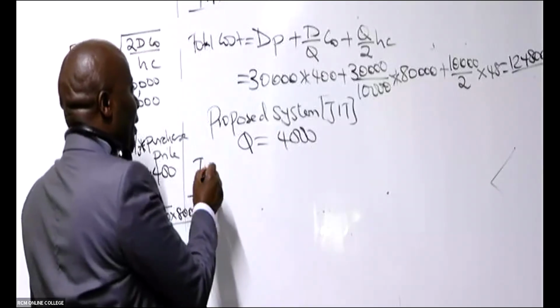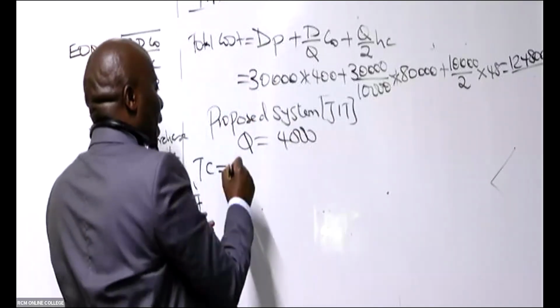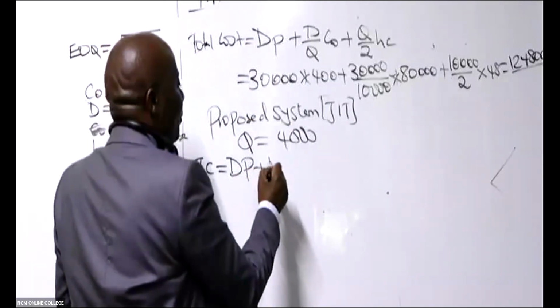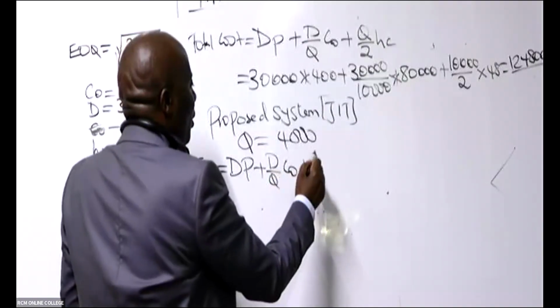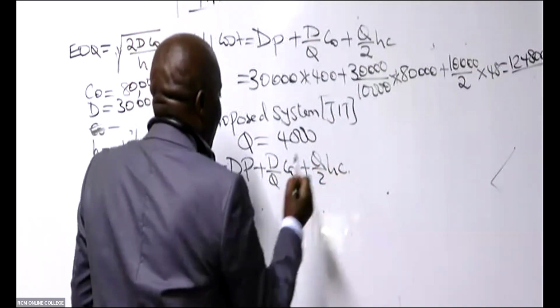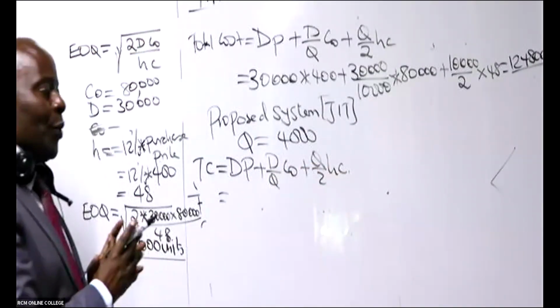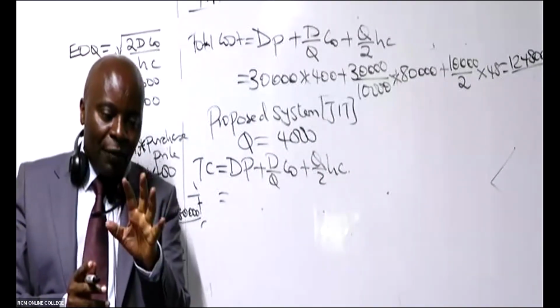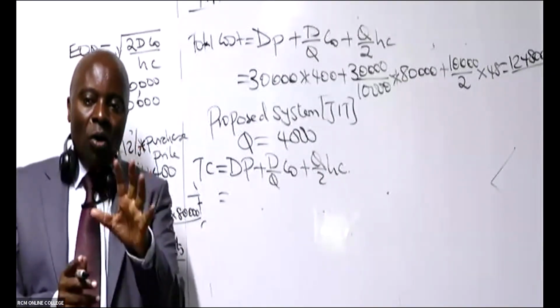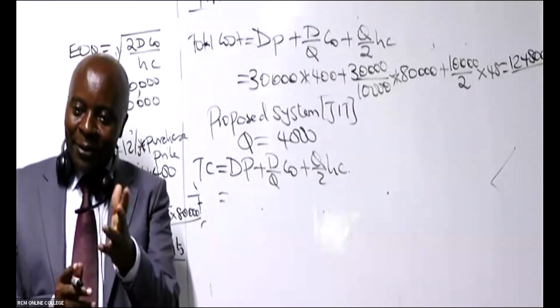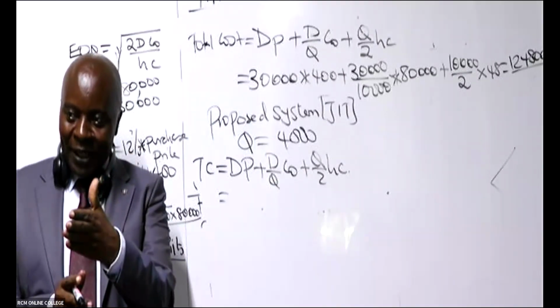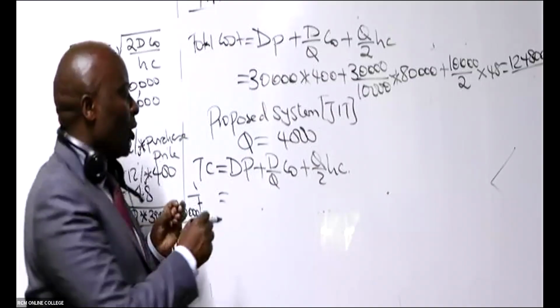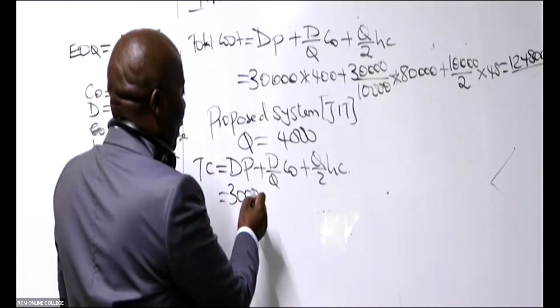I can remind the examiner severally: total cost will be DP plus D over Q, CO, plus Q over 2, HC. So in this question, do we have annual demand? Remember, annual demand is always known in advance and remains constant. So the 30,000 will not change because you have changed the system. 30,000 remains.